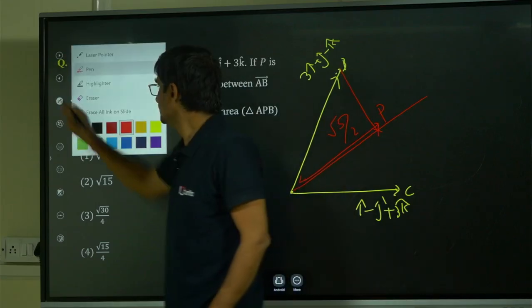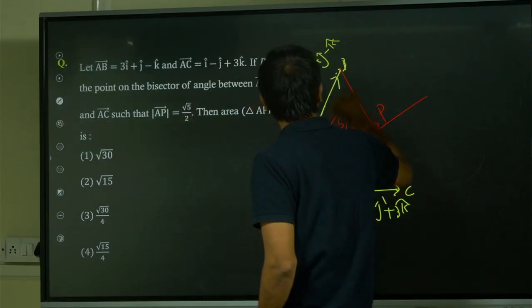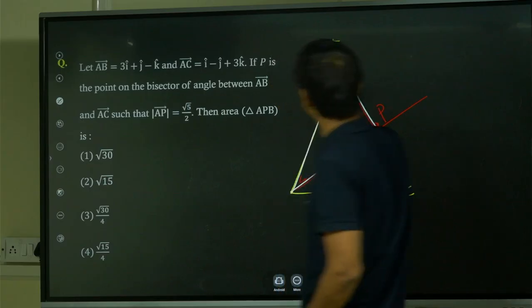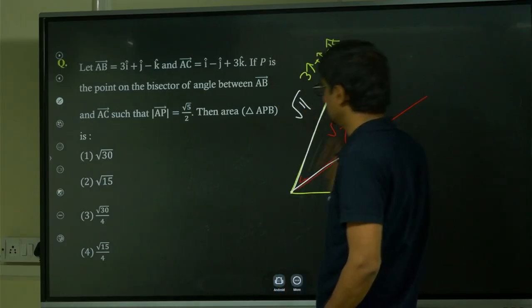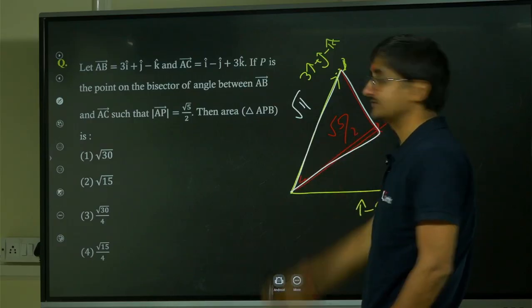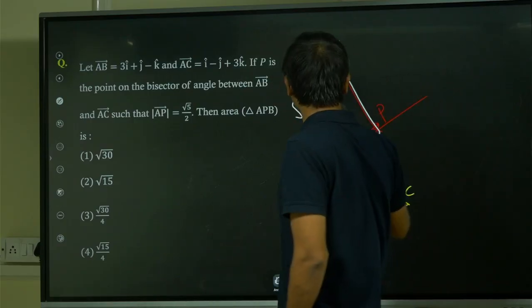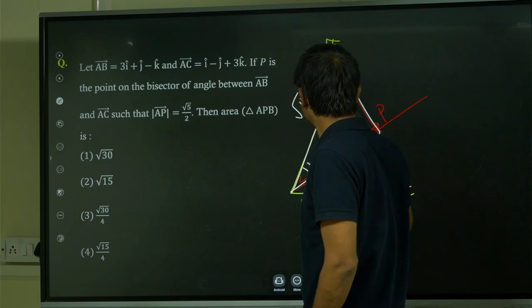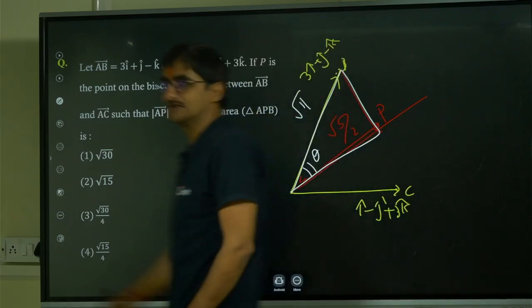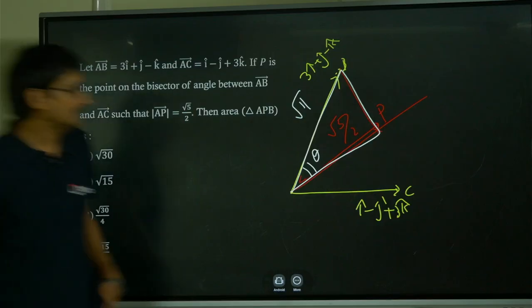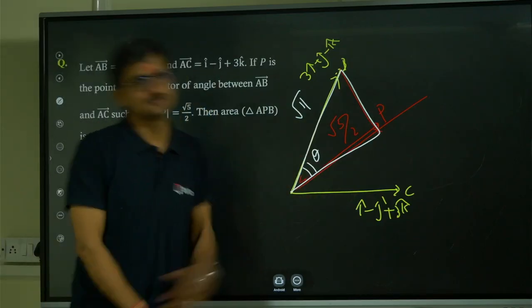This one. We have to find the area of APB. AB we know. How much is it? I think it's root 11. 9 plus, yeah, root 11. AP we know. We need to know only this angle theta, and that's it. Okay, and that's your angle bisector. So we can easily do it.